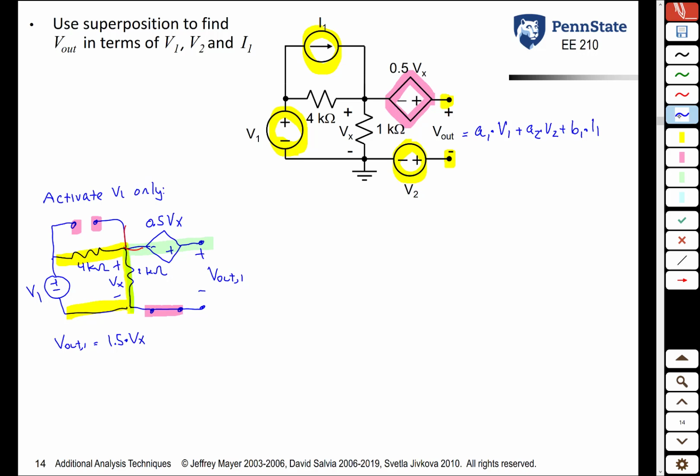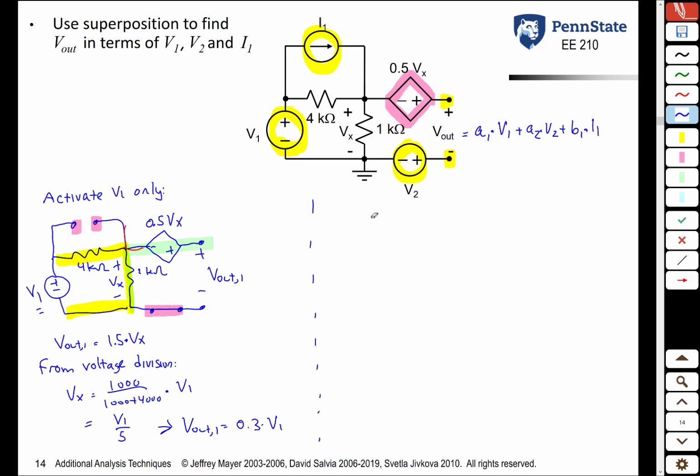So that means we can find Vx from voltage division. So from voltage division, what is Vx? Vx is going to be the resistance 1000 over 1000 plus 4000, all of that times V1, or V1 over 5. So if Vx is V1 over 5, and Vout is 1.5 Vx, what that implies is that Vout sub 1 is just 0.3 times V1. We set that aside. So now we want to activate I1 only.